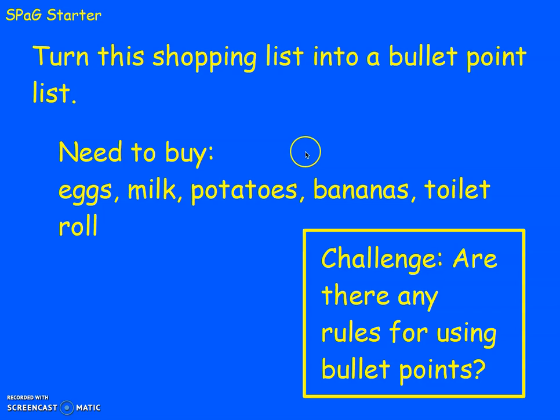Again, Year 5, this is your Wednesday's literacy lesson. We're going to start very quickly with this starter because I want to give you as much time to write about Earth as possible. So, we're thinking about bullet points today. I want you to see if you can turn this shopping list into a bullet point list.